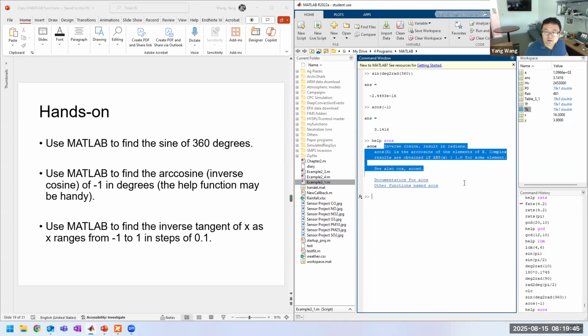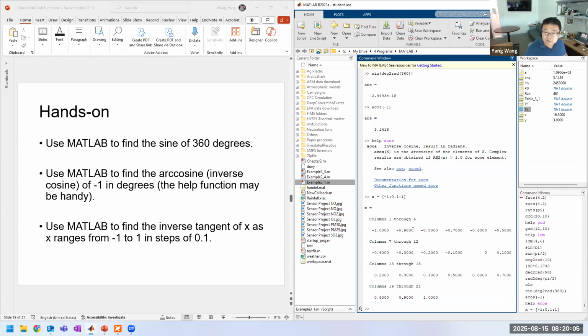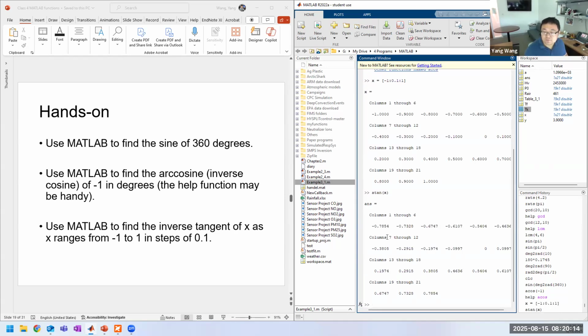It's the inverse cosine. Okay, so use MATLAB to find the inverse tangent of x as x ranges from -1 to 1 in steps of 0.1. So we can define this x first, right? So it's -1 : 0.1 : 1, right? And then the inverse tangent is actually just atan of x. So this is the inverse tangent value. Okay.